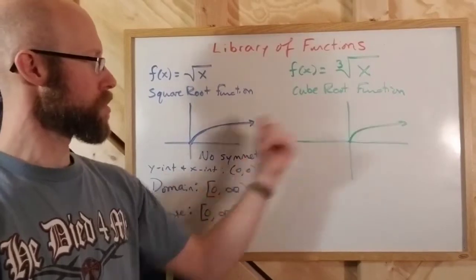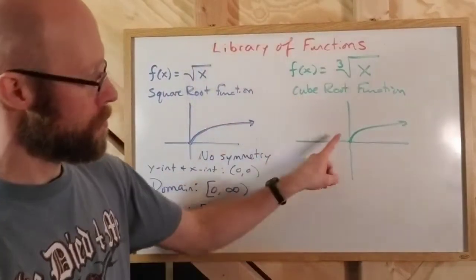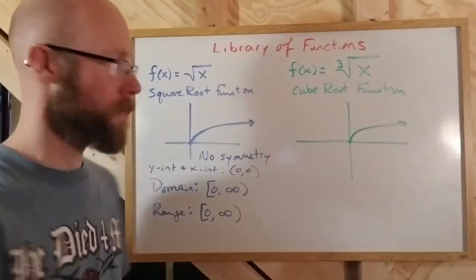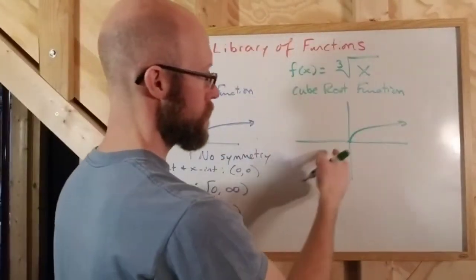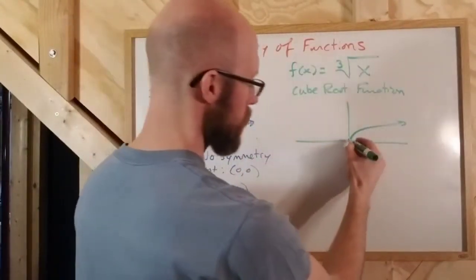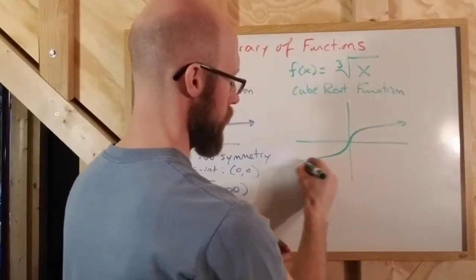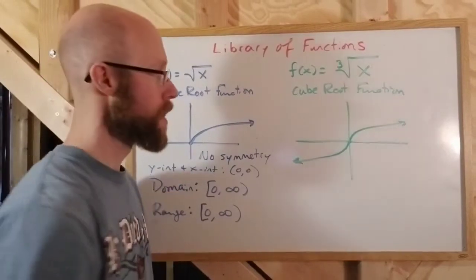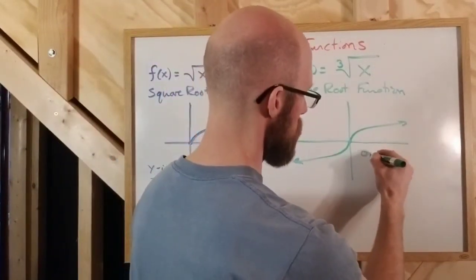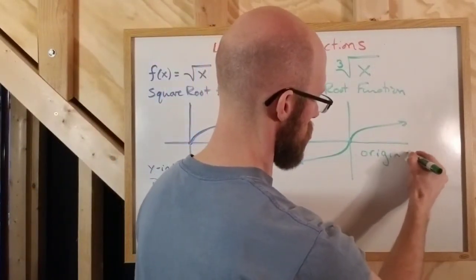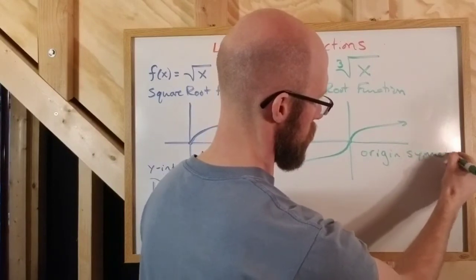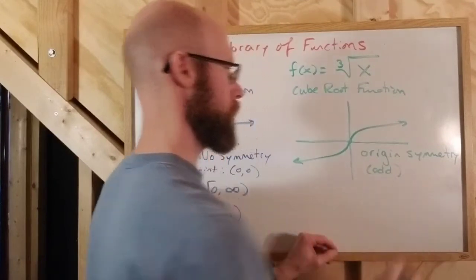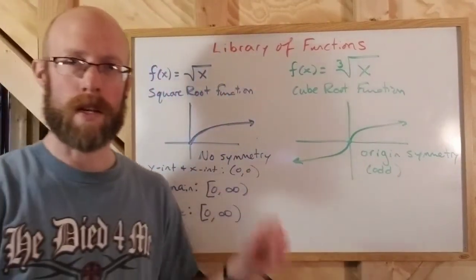It's going to shoot up and to the right, similar to the parabola, except it's going to be a little bit flatter at first, a little steeper, and then it's going to flatten out a little bit more. But you're going to have negative values. Plug in a negative, you're going to get out a negative for a cube root. And so you'll have this reflection across the origin again. So this does have origin symmetry, which makes it an odd function. Origin symmetry makes it an odd function.